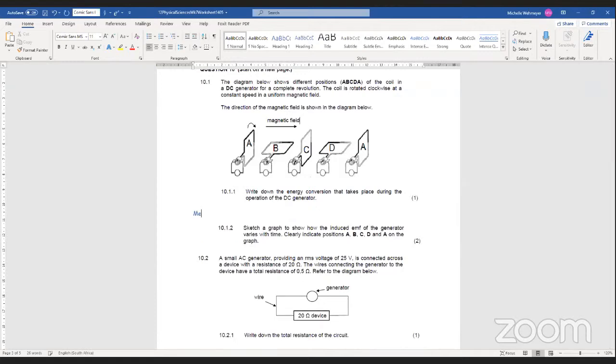Yep, so we are going from mechanical energy to electrical energy. Okay, then they ask us to sketch a graph to show how the induced EMF of the generator varies with time and clearly indicate the positions A, B, C, and D, and A on the graph. So I'm just going to copy this image quickly and go to my whiteboard.